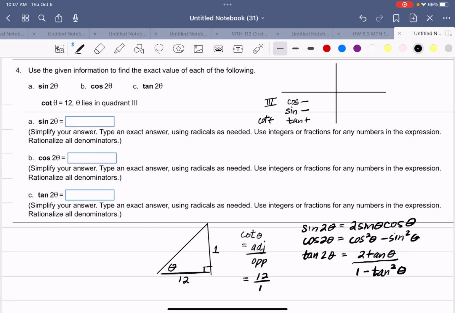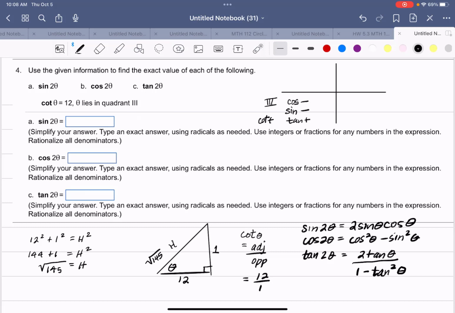So I'll have to use the Pythagorean theorem to find the length of the hypotenuse. So 12 squared plus 1 squared is the hypotenuse squared. So that's 144 plus 1 is the hypotenuse squared. So the hypotenuse is the square root of 145. So this hypotenuse is irrational. There's no perfect square of 145. Now, it's possible that it could be reduced, but we'll just wait until the end to reduce.